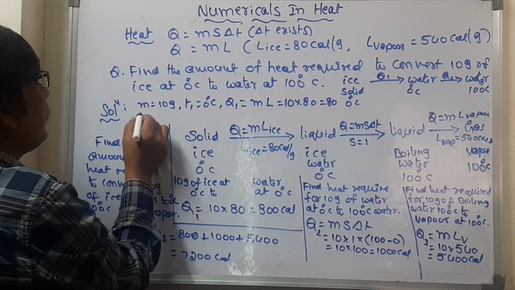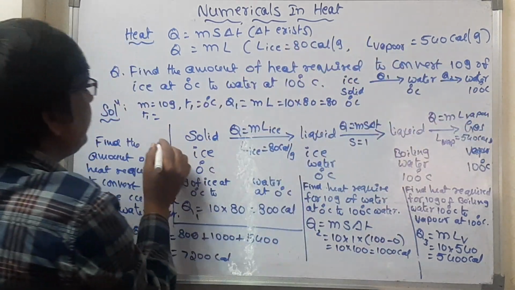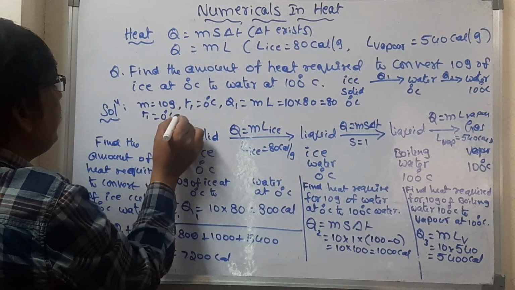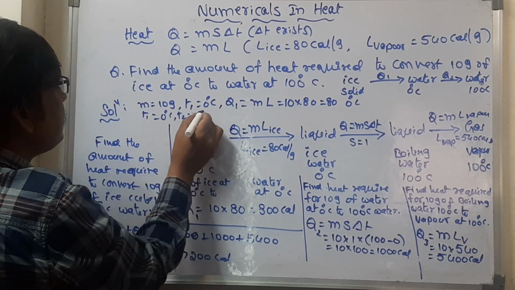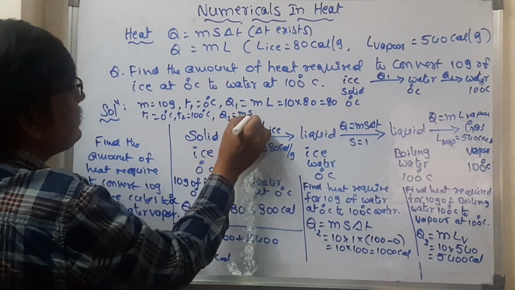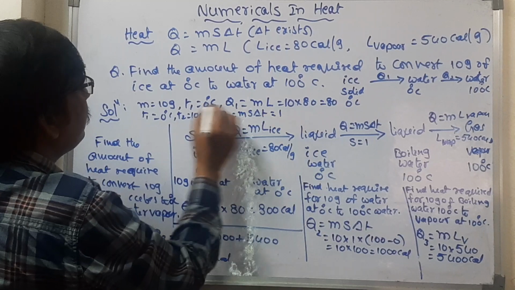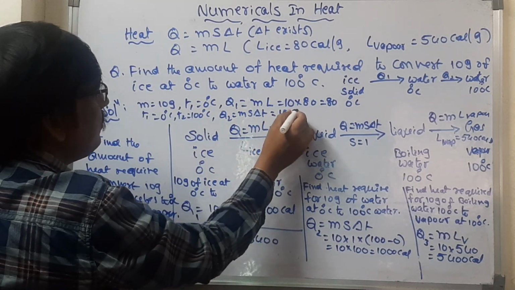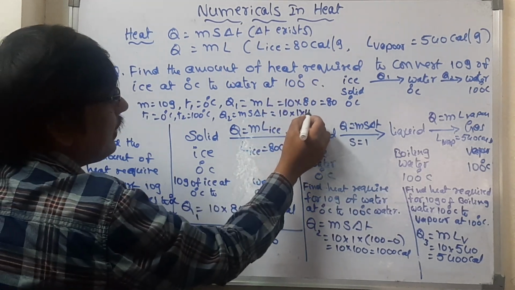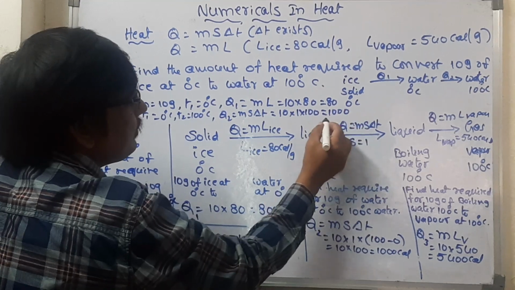The next one, what do we have to take? T1 is equal to, this time how much? 0 degree Celsius. T2 is how much? That is 100 degree Celsius. So then what formula can we apply? Q2 is equal to m s delta T formula we can apply. So the m value, how much is that? 10 is given. 10 into s value 1 into delta T, the change in temperature, 100 minus 0, that will be 100. So how much is that? 1000.